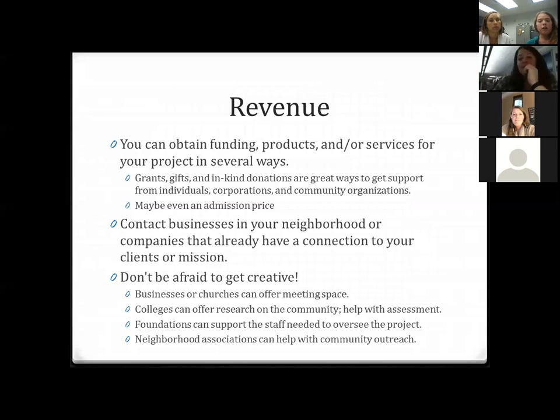A church or a business can offer you meeting space if you don't have anywhere you're currently working. Colleges can really help with assessing the community or doing research. Foundations can offer staff that's needed to oversee a project. Neighborhood associations can really tap into that community outreach. So just think about different areas of revenue.